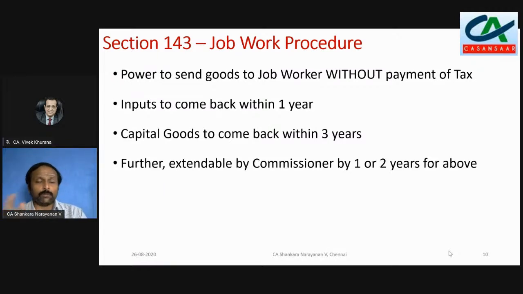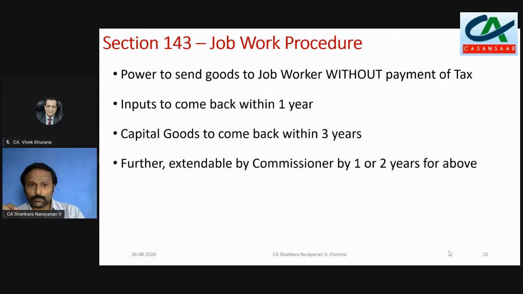The amendment which it had brought was that this period of 1 year and 3 years shall be extended by the commissioner if we give a requisition, and the extension can be for a further period of 1 year, which means in case of inputs, 1 year is the timeline. So maybe at the end or near the expiry of 1 year, if I go and appeal to the commissioner, meaning give a request for extending, the commissioner can extend it maximum up to another 1 year for inputs.